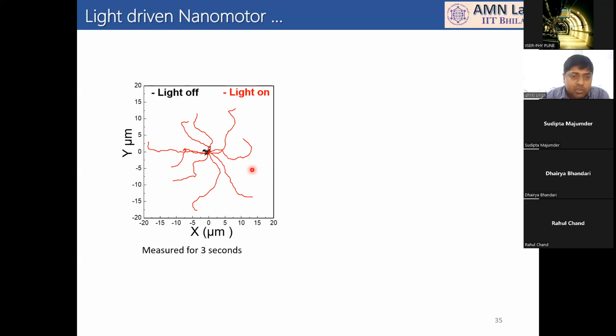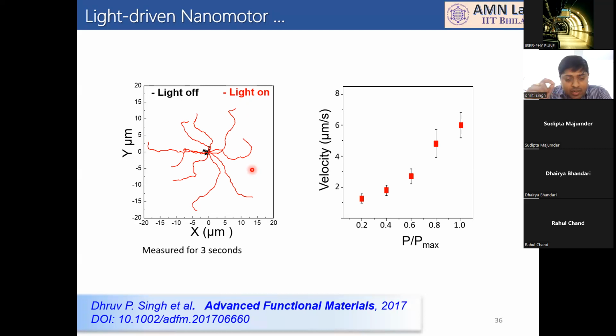And since the photocatalytic activity happening on the TiO2 side is governed by the intensity of light, when you increase or decrease the intensity of light, you can also tune the velocity of the moving particles or the motors. So from these two plots, we can see that we have got two controls by using the light-driven motors. One is we can turn it on and off as per our demand. And second is we can control their speed by changing the intensity of the light.